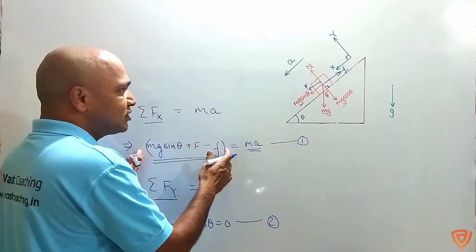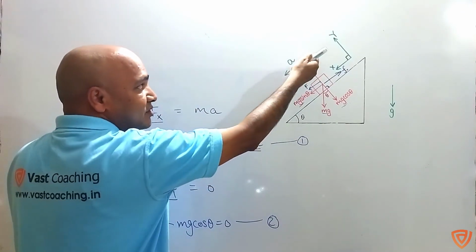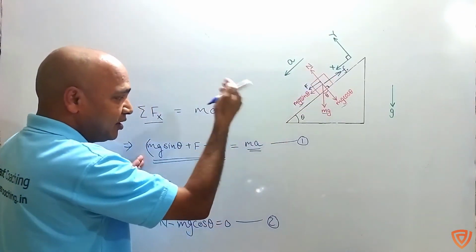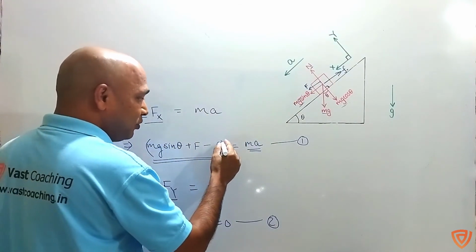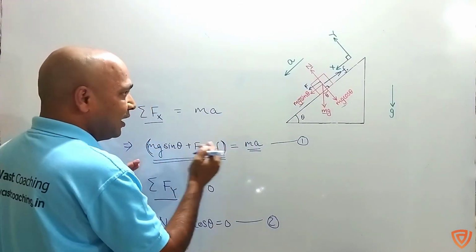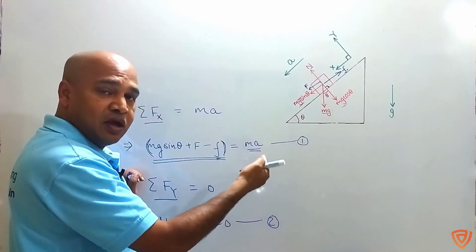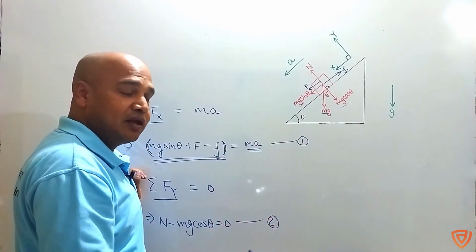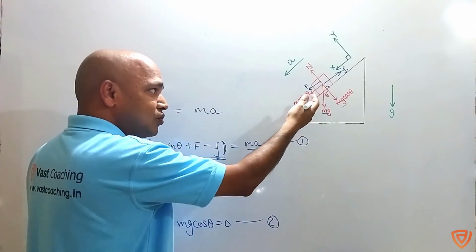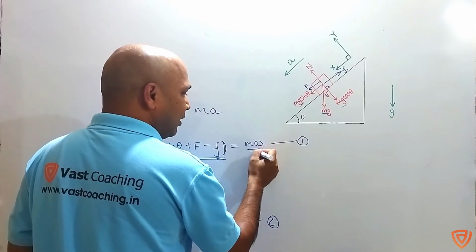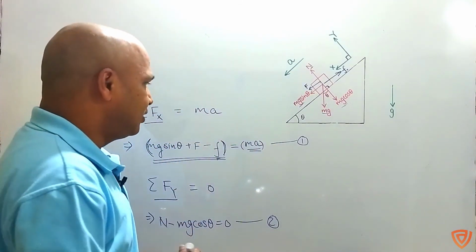So this is the direction of acceleration, and this is the net force along the direction of acceleration. You have to be very careful. You should not take any other component in the x direction, only the components of all the forces which are acting along the x direction. All those components you have to consider and equate with ma, right?